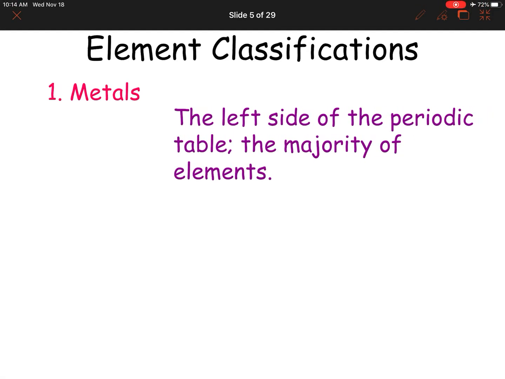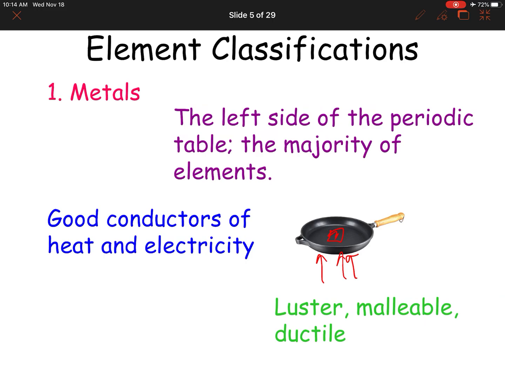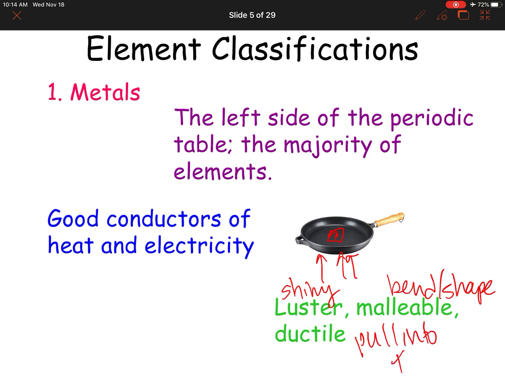Metals are the majority of the periodic table, the left side. They are good conductors of heat and electricity, so they allow heat and electricity to pass through. That's why we'd use something like a metal frying pan, because you'd put your food here, heat would go through. Notice in this picture we have a wooden handle so that you don't get your hand hot. Luster means shiny, so metals are shiny. Malleable means you can bend and shape them. And ductile means you can pull into thin wire.